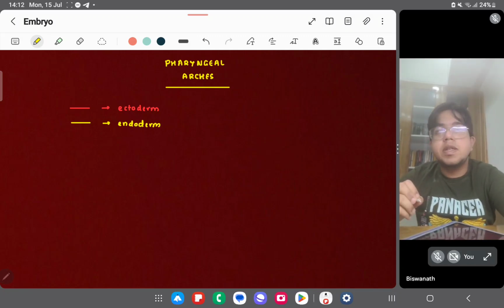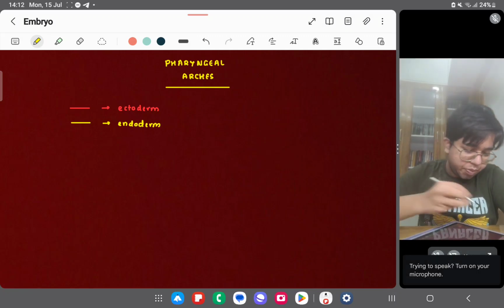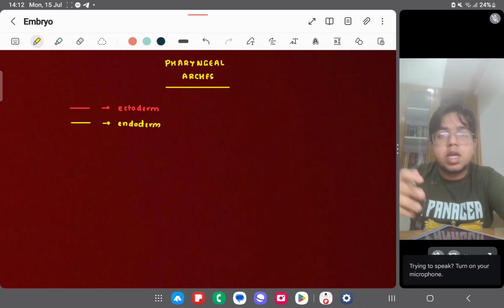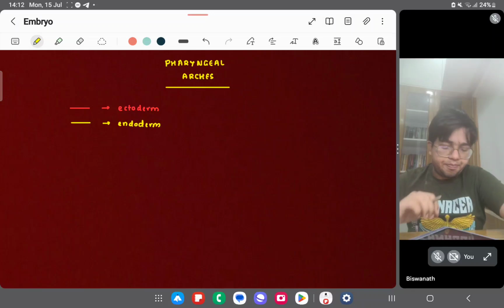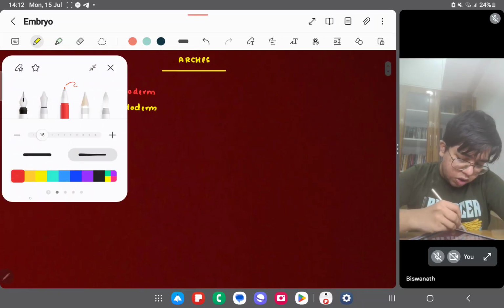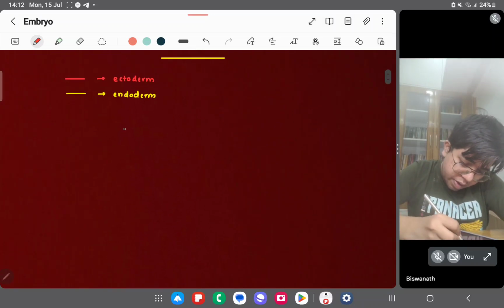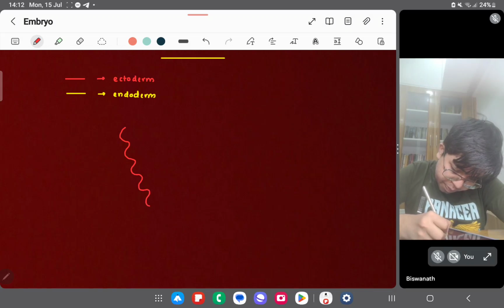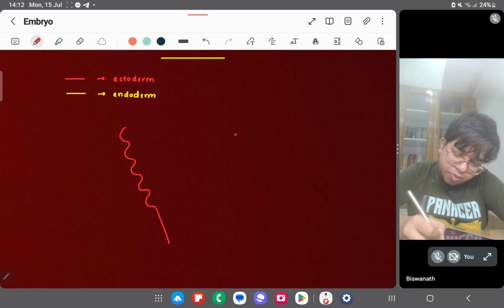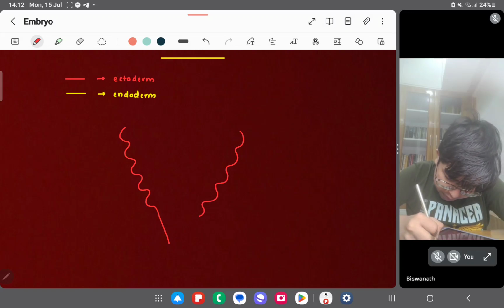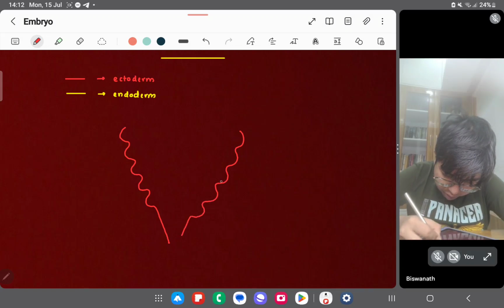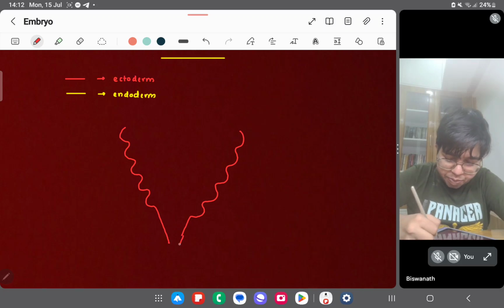I hope my camera is working well. So ignore the noises if they're coming. So let's start. Somewhat shaped like this. 1, 2, 3, 4, and 5.